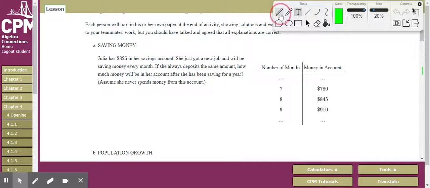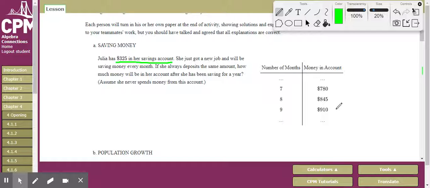Julia has $325 in her savings account. So that is her start value. She just got a new job and will be saving money every month. If she always deposits the same amount, how much money will be in her account after she has been saving for a year? So you're given 3 pieces of information. After 7 months, she has $780. After 8 months, she has $845, and after 9 months, she has $910.